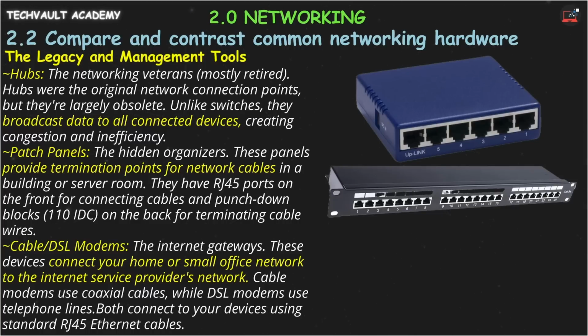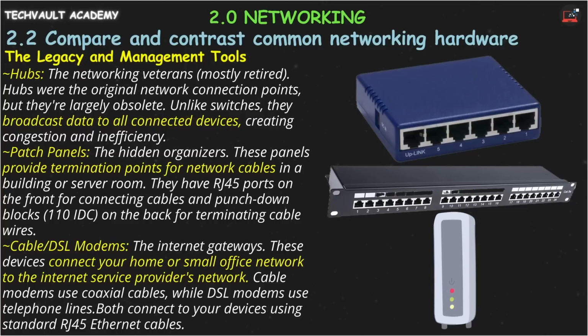Patch panels, the hidden organizers. These panels provide termination points for network cables in a building or server room. They have RJ45 ports on the front for connecting cables and punch-down blocks, 110 IDC, on the back for terminating cable wires.